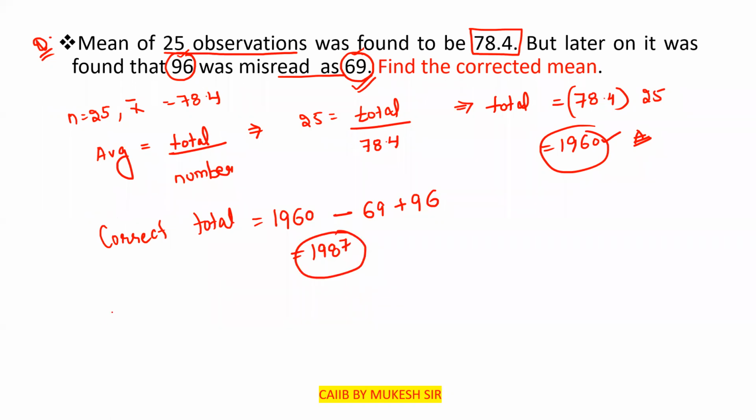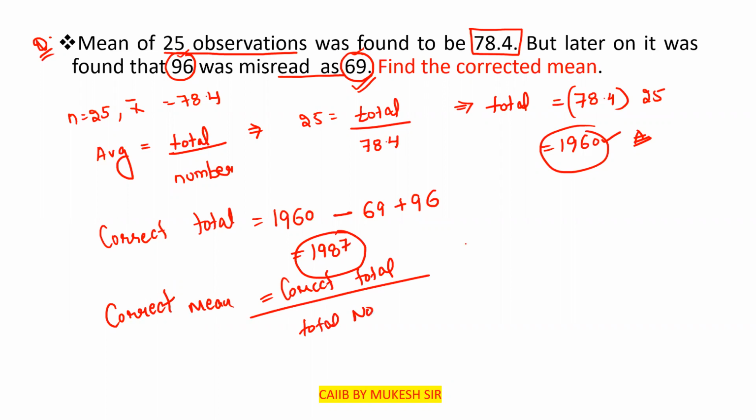So what is the correct mean? The correct mean is equal to the correct total upon the total number. The correct total is 1987 and the total number is 25. Just we have to do 1987 divided by 25, which comes out to be 79.48. It comes out to basically 79.4. So this is the correct mean, and this is our answer. Clear?